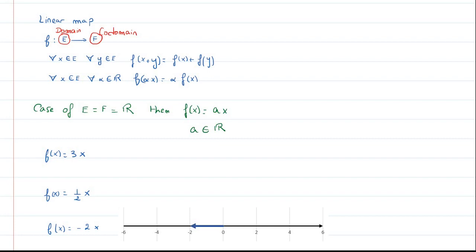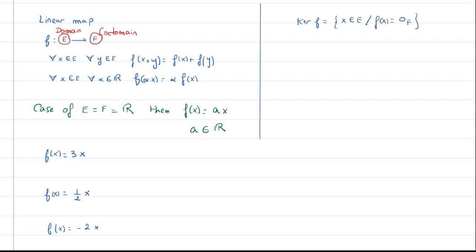Let's recall now the definition of the kernel and the image of f to apply them in this example. The kernel of f is defined as the set of elements of the domain whose images are the null element. So they are the elements of E such that f of x is equal to the null element, the 0 of F. The set image of f is the set of all elements of F having pre-images. So image of f is equal to all the elements y of F such that there exists x in E verifying f of x equals y.